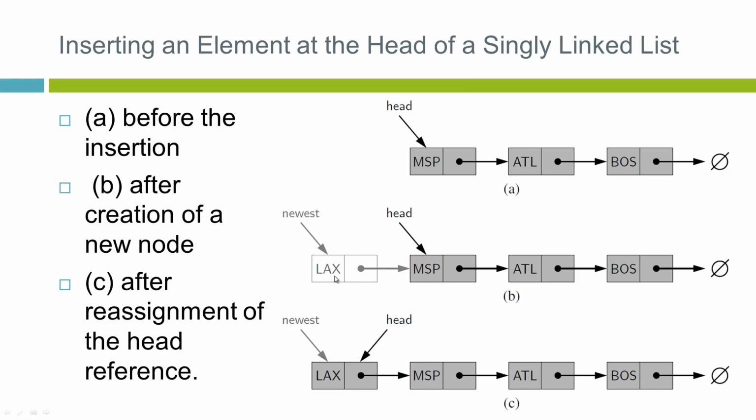So we want to insert LAX here. After we create the new node, what we end up doing is a reassignment of the head reference. So we assign LAX to reference the next node, Minneapolis, and then do a reassignment of the head reference to LAX.